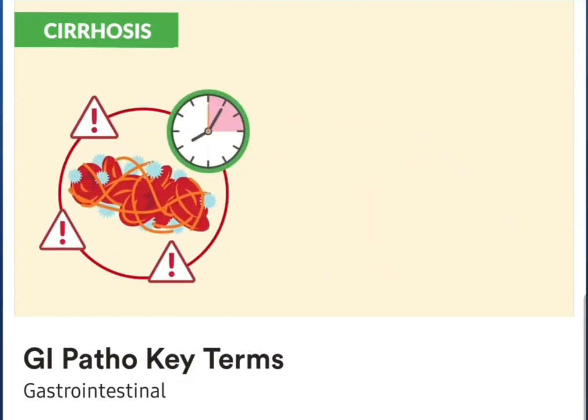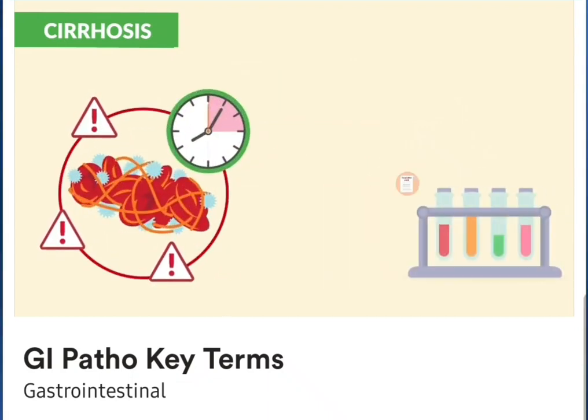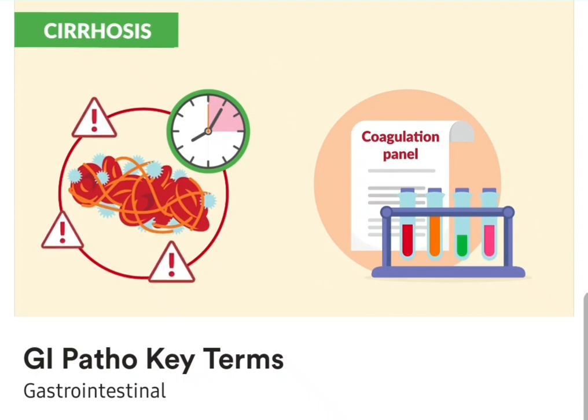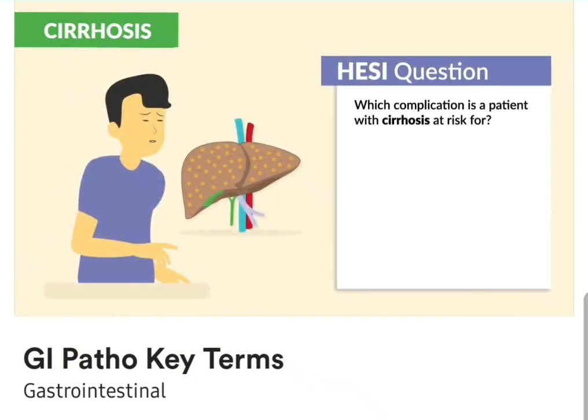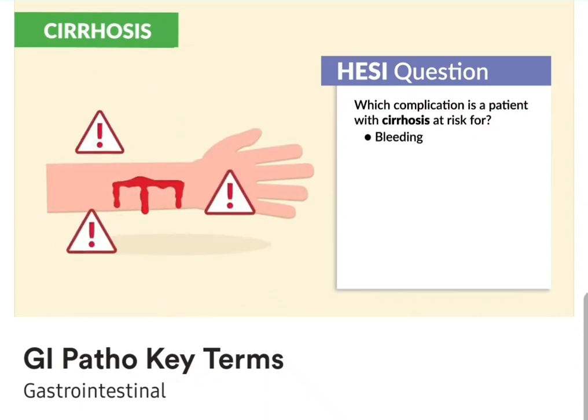So naturally, we see longer clotting times, resulting in longer coagulation times on the coagulation panel when we look at lab results. So Hesi mentions, which complication is a patient with cirrhosis at risk for? And the answer is bleeding.